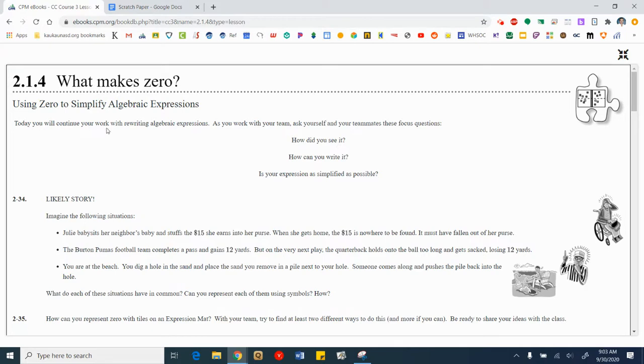Today, you will continue your work with rewriting algebraic expressions as you work with your team. Ask yourself and your teammates these focus questions. How did you see it? How can you write it? Is your expression as simplified as possible? Now, even if you're not working as a team, as you're working, think about these as you try the problems.